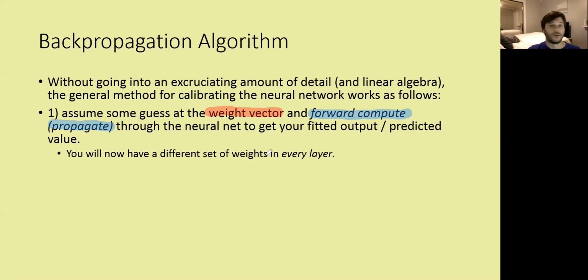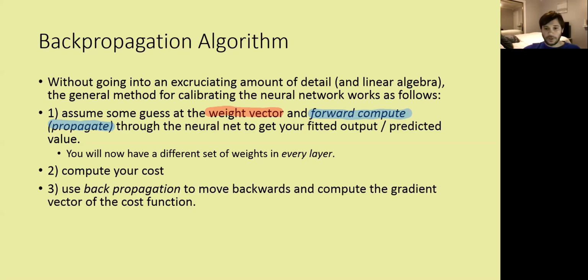Okay, so this sounds familiar. We have some initialization, we initialize a weight vector, and for that weight, we forward compute it, we get a prediction, and then we compare that prediction to the actual value from the input data. So we can get some error measure here, right? Which means we can now compute the cost of that guess. And then what we're going to do is use backpropagation to move backwards through the neural network and compute the gradient vector of the cost function by moving backwards through the neural network.